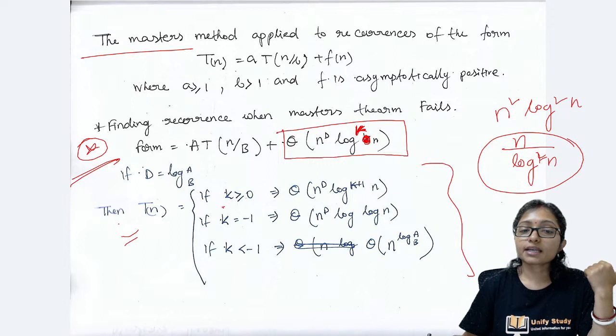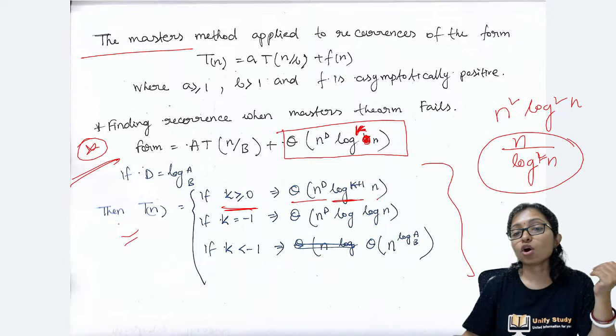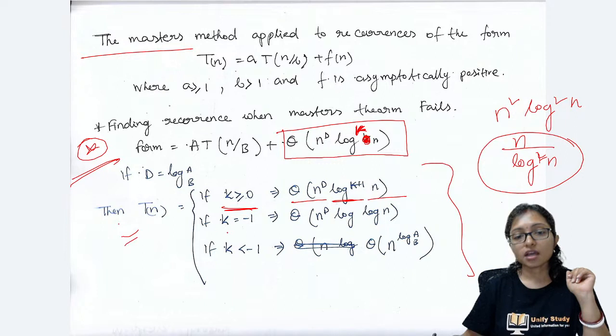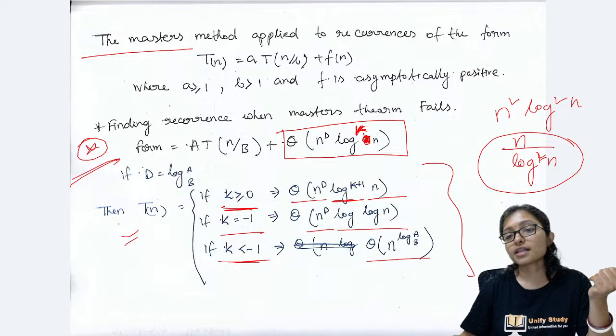If the k value is 0 or greater than 0, then it will be n to the power d log to the power k plus 1 n. If k equals minus 1, then it will be n to the power d log log n. If k is less than minus 1, then it will be n to the power log a base b.